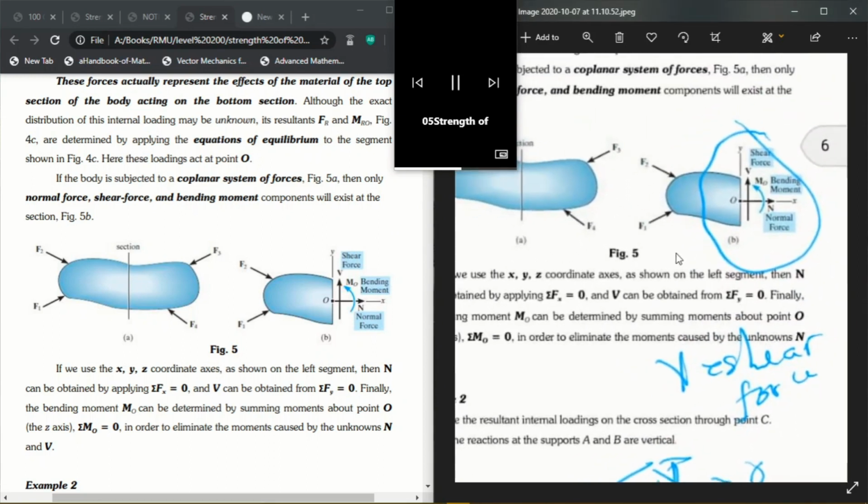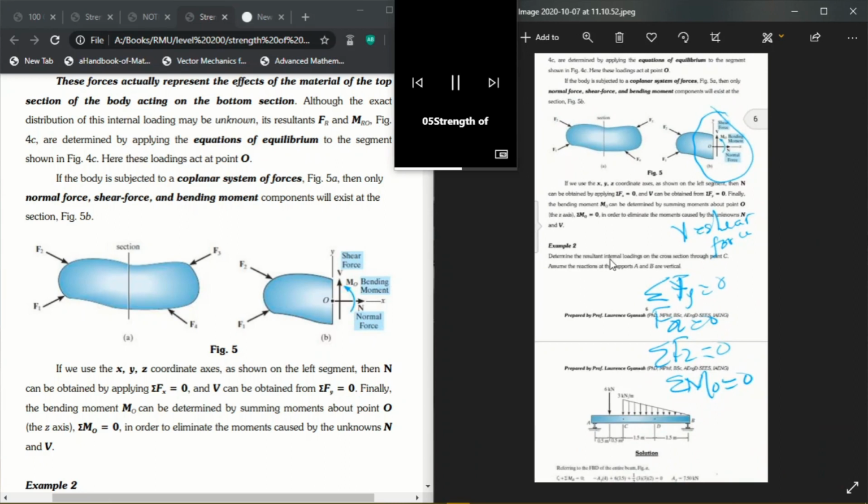So it's very clear on page 6 of Figure 5A, you could see the forces have been illustrated after we divided the rigid body shown in 5B. After we separated the rigid body in Figure 5A, we draw the free body diagram in Figure 5B. You could see I've circled there. How many forces for coplanar?